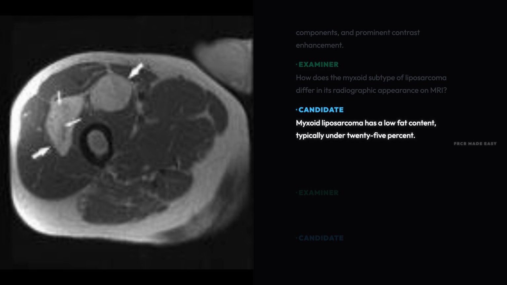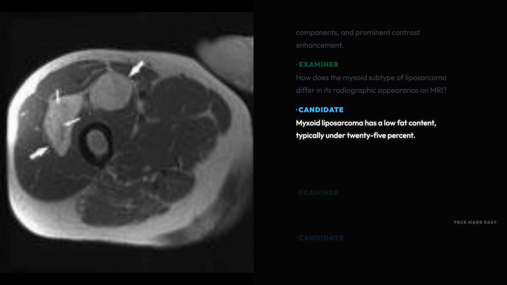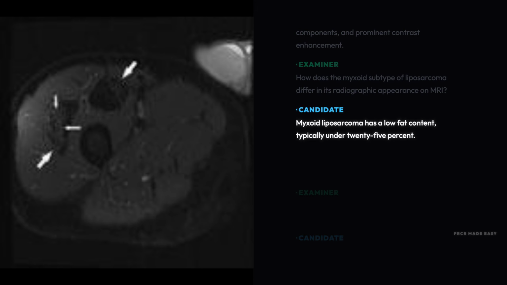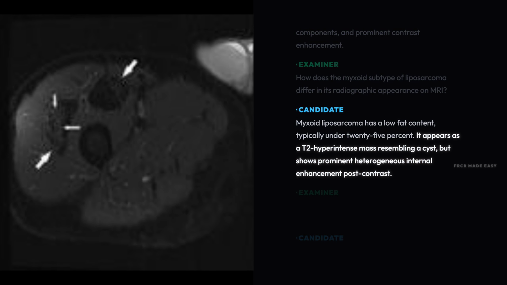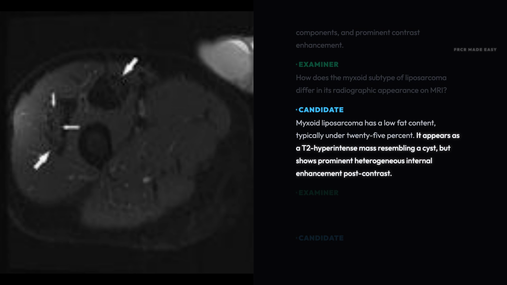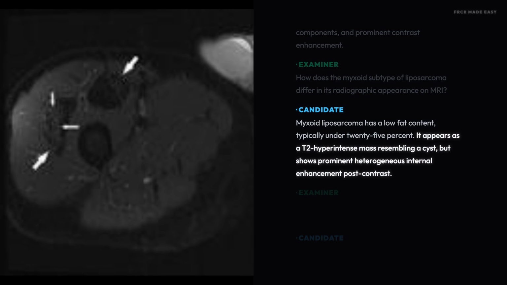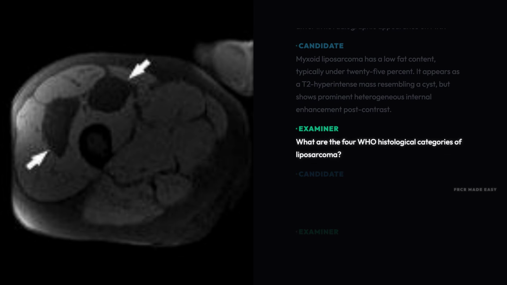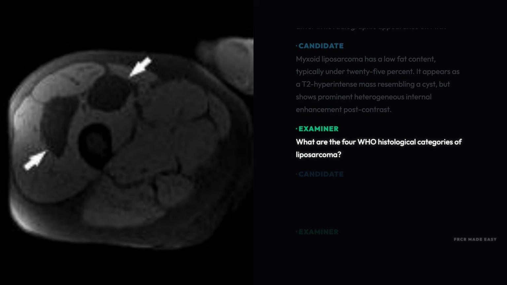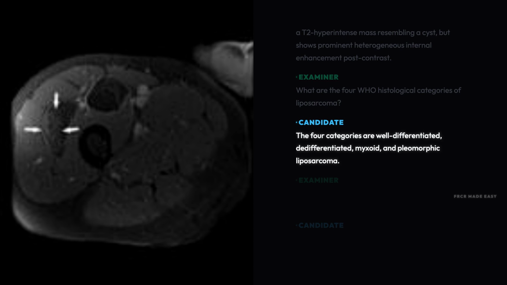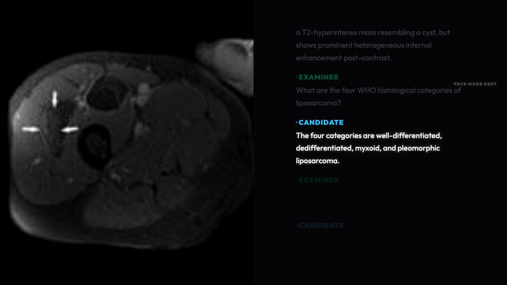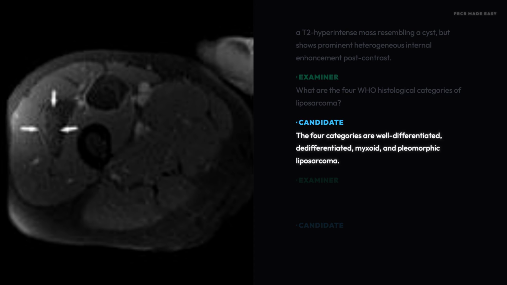Myxoid liposarcoma has a low fat content, typically under 25%. It appears as a T2 hyperintense mass resembling a cyst, but shows prominent heterogeneous internal enhancement post-contrast. What are the 4 histological categories of liposarcoma? The 4 categories are well-differentiated, dedifferentiated, myxoid, and pleomorphic liposarcoma.